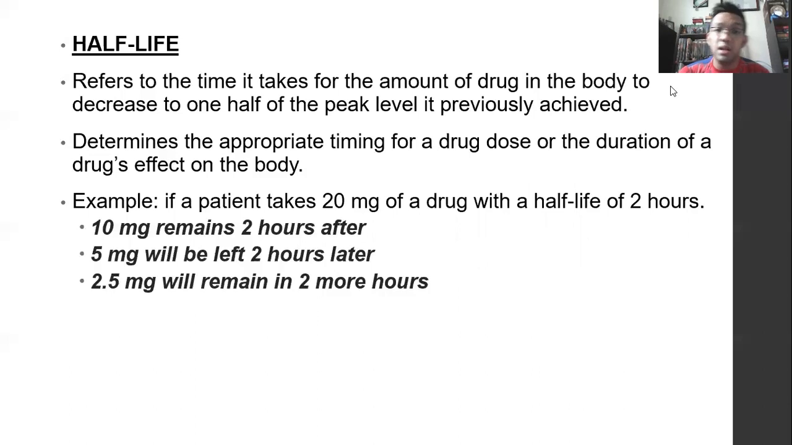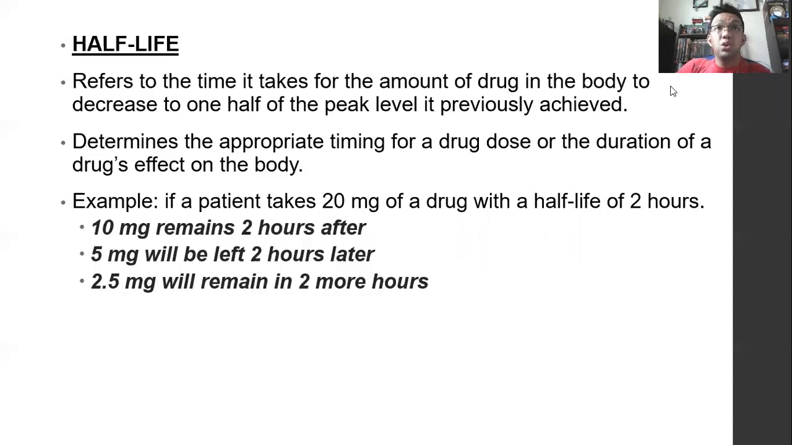Example, the patient takes 20 milligram of a drug with a half-life of 2 hours. That 20 milligram will become 10 milligram after 2 hours. So that's what happens. If the patient didn't take another dose after 2 hours, that 10 milligram will become 5 milligram after 2 hours more, and it will be further reduced into half. 2.5 milligram will remain in 2 more hours. So that's how half-life works.